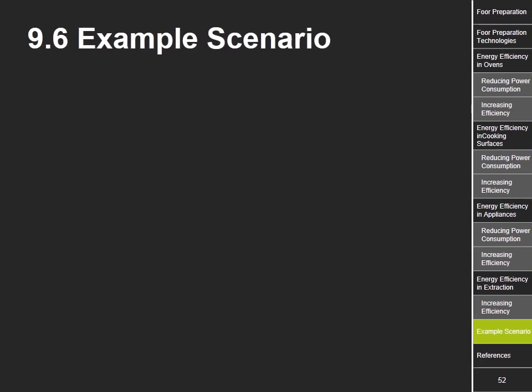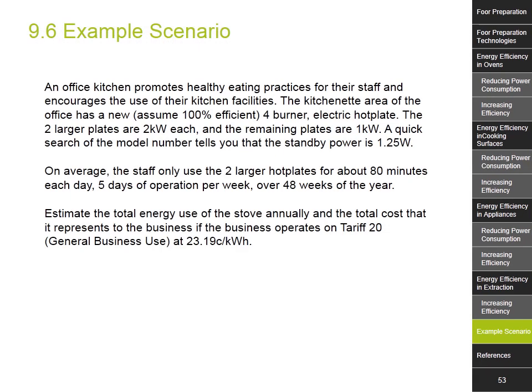An example scenario. An office kitchen promotes healthy eating practices for their staff and encourages the use of their kitchen facilities. The kitchenette area of the office has a new 4-burner electric hot plate. The 2 larger plates are 2 kilowatt each, and the remaining plates are 1 kilowatt. A quick search of the model number tells you that standby power is 1.25 watts. On average, the staff use the 2 larger hot plates for about 80 minutes each day, 5 days of operation per week, over 48 weeks of the year.